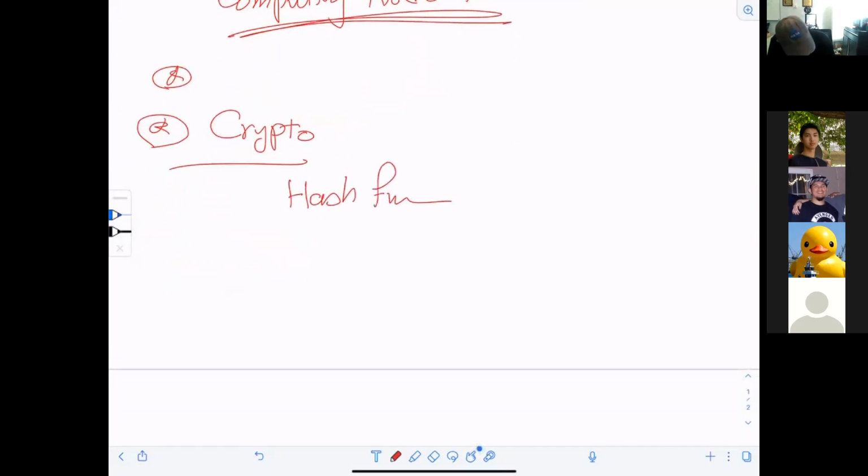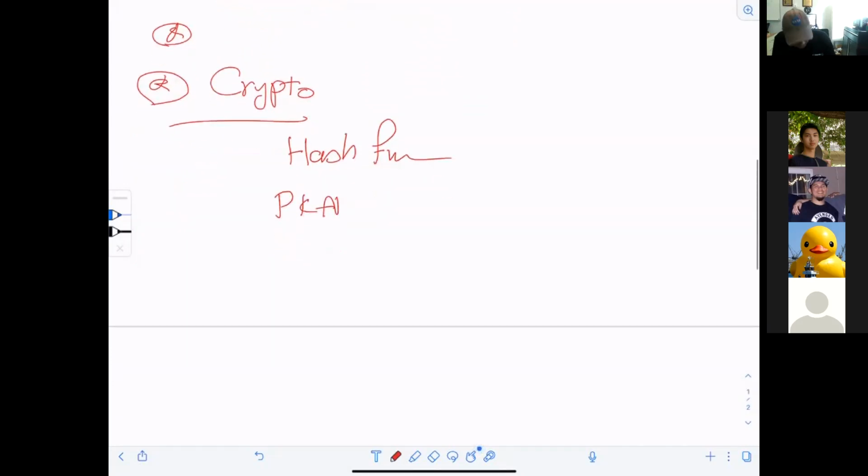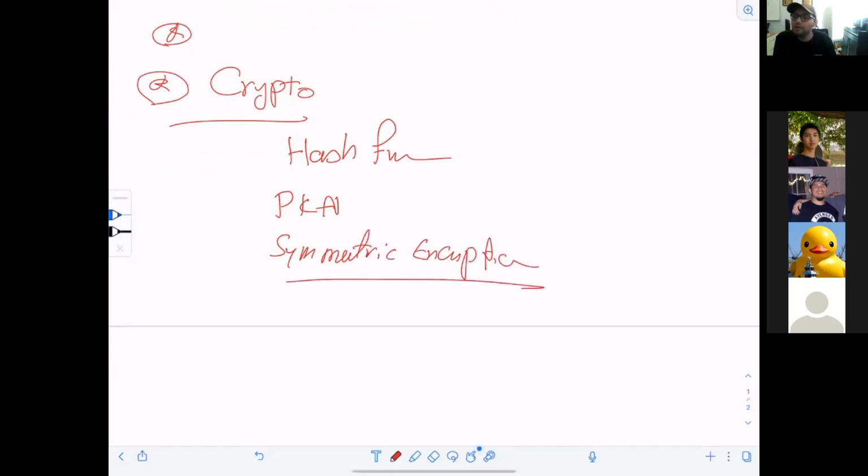Other example, public key algorithm. Other examples, symmetric encryption. Other example, digital signature.